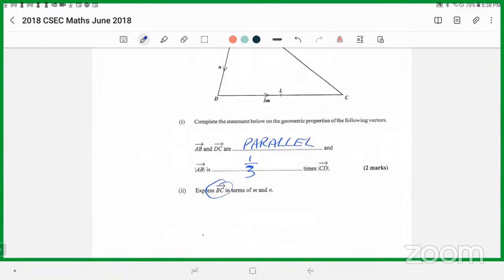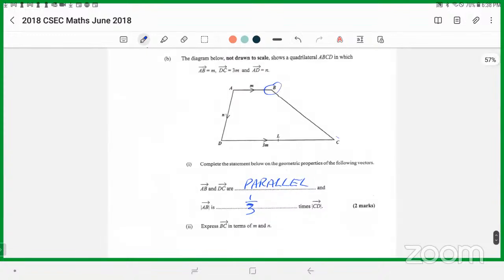Express BC in terms of m and n. BC. Let's look at the diagram now. We're going to find B to C. Look at the diagram. We're going to go from B to C. Come on, guys, we're going to go from B to C. You have to go along the vectors that you know.